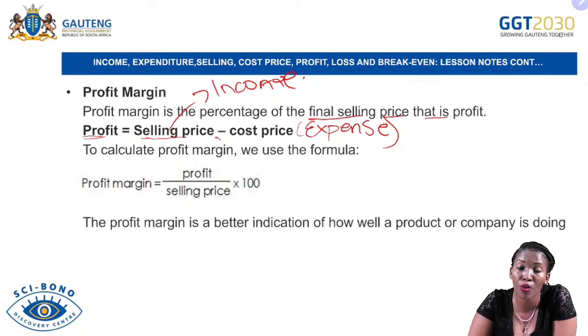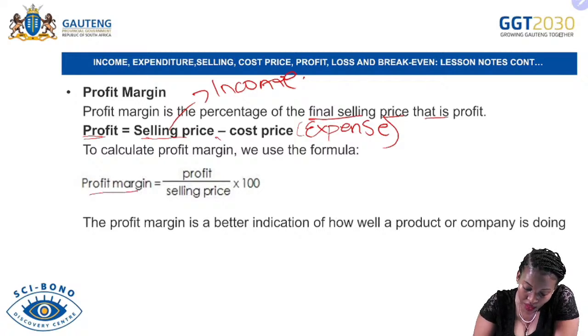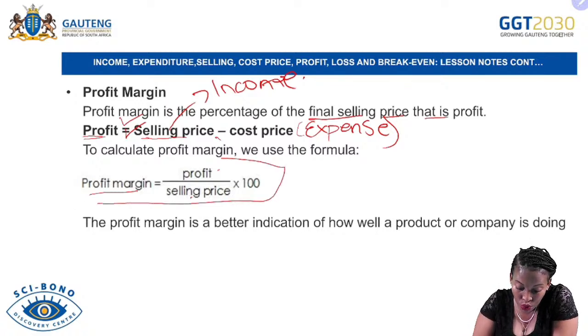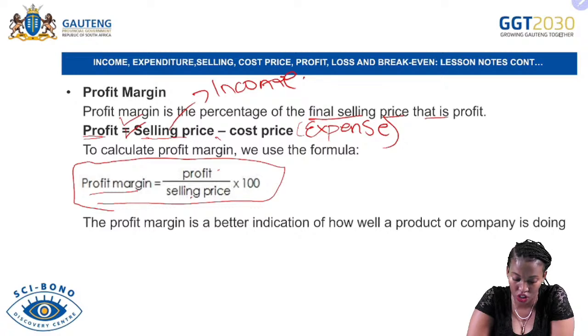To calculate the profit margin, you may use this formula: profit margin is your profit, remember, you would have determined your profit here, divided by the selling price, multiplied by 100. So this formula will help you to get your profit margin.